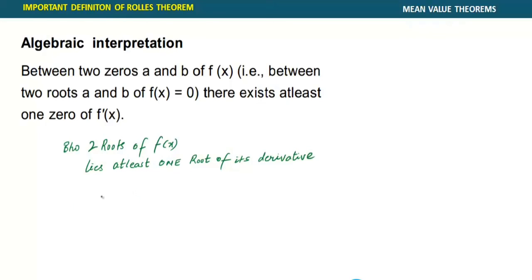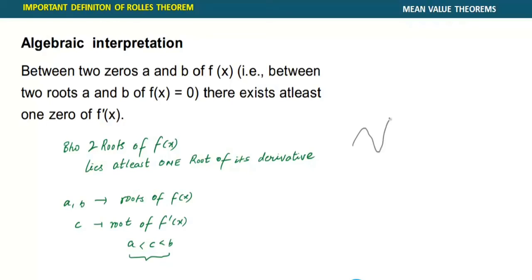Very, very important. So if you say that a and b are roots of f(x), then there will be a c which will be the root of f'(x), where c will lie between a and b. This is what is meant by this particular theorem. So I can explain it with the help of a diagram very quickly.